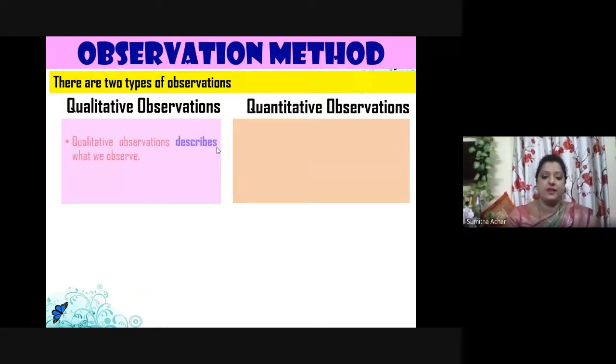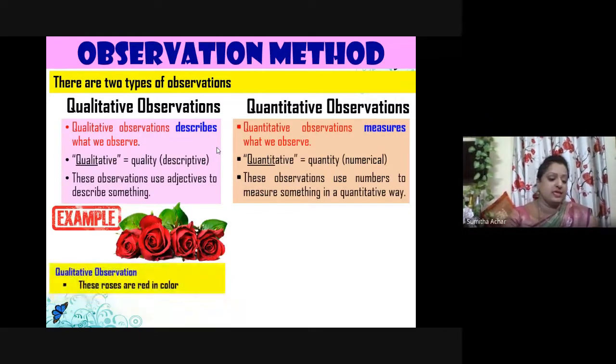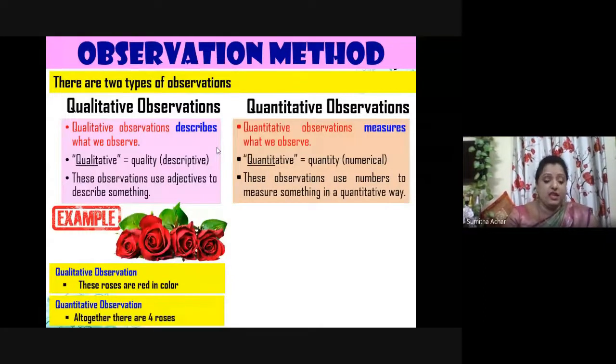Say, for example, I have given you roses here. Can you make qualitative observations here? What are qualitative observations? Roses are red in color. What is a quantitative observation? There are 4 roses. There are 6 leaves in it. If you are making observations in the form of numerical values, then it is a quantitative observation. If you are making observations with qualitative attributes, then it is a qualitative observation.